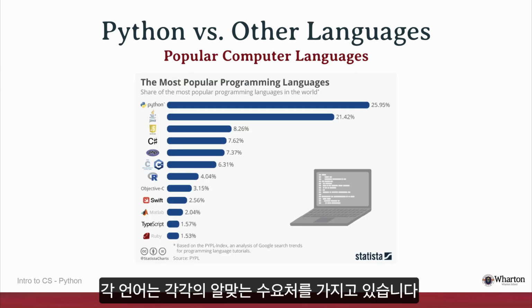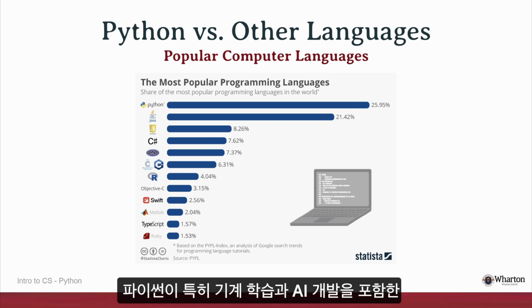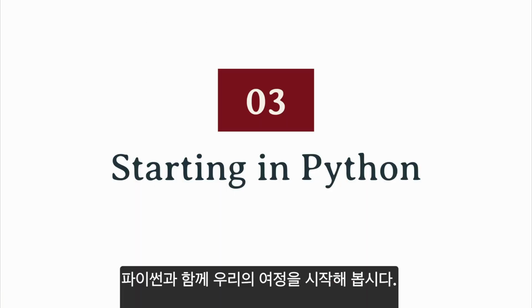Each language has its unique niche. As you can see in the graph, Python is the most used language in the world, which proves that Python has a huge role in various programming fields, especially machine learning and AI development. Let's begin our journey with Python.